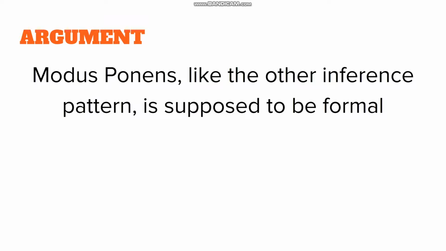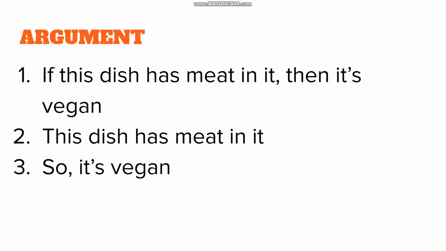And now let me introduce you to a distinction between form and content. To illustrate this distinction, we'll look at this argument. Premise 1, if this dish has meat in it, then it's vegan. Premise 2, this dish has meat in it. Conclusion, so it is vegan.